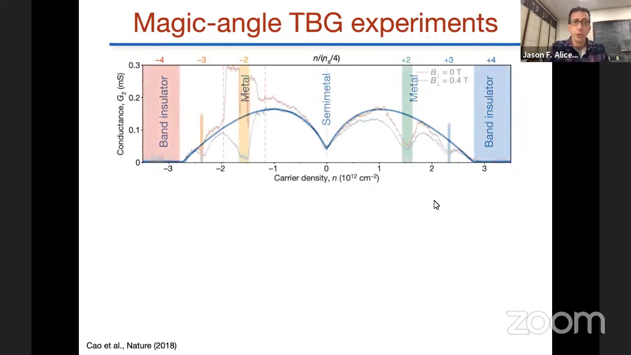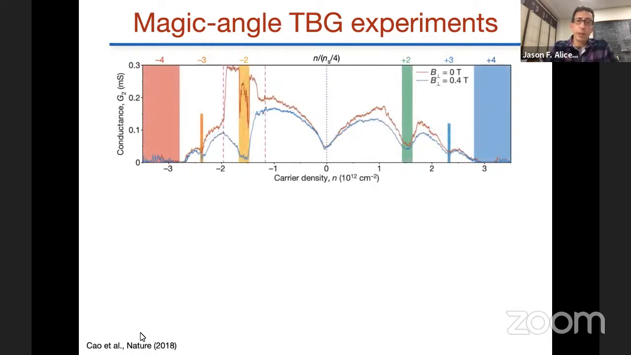So now I'm going to show you some experimental data from one of Pablo Jarillo-Herrero's breakthrough 2018 Nature papers. There are two sets of transport curves here. The red is at 0 magnetic field. The blue is at a small 0.4 Tesla magnetic field. The data more or less follow what you would expect from this naive band theory prediction, but with lots of additional structure.